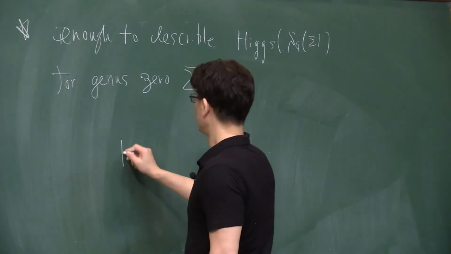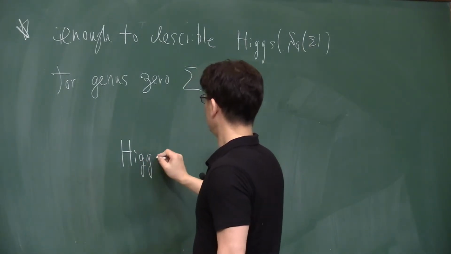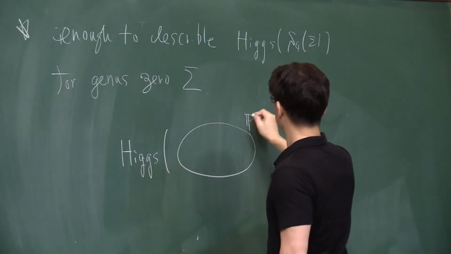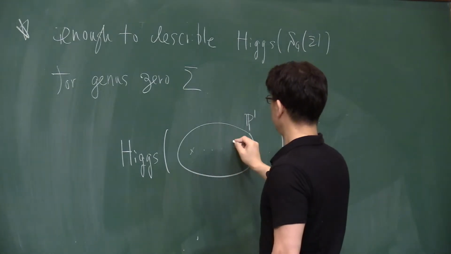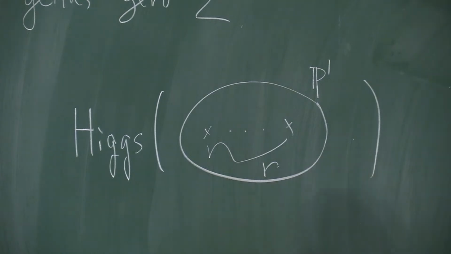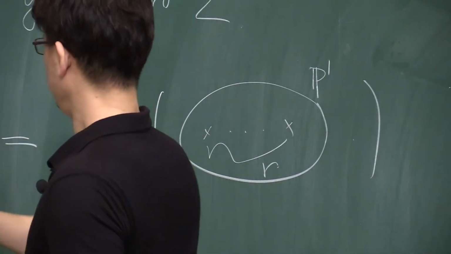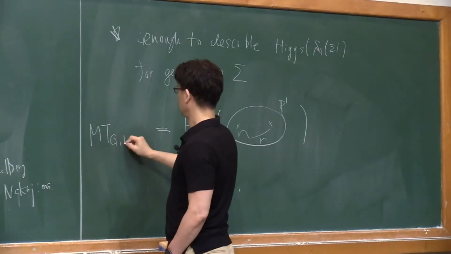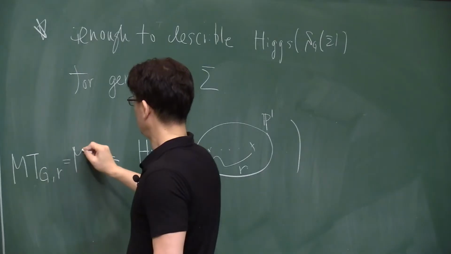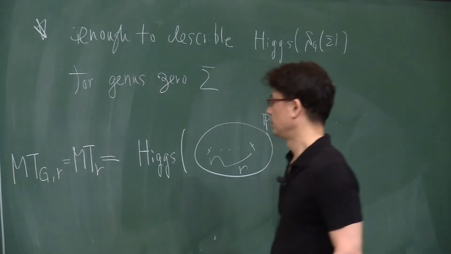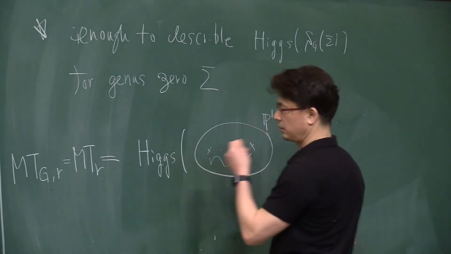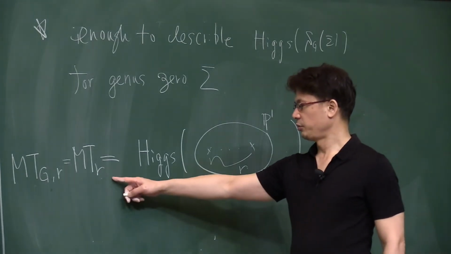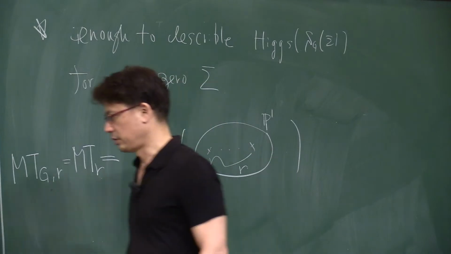So I want to describe a Higgs branch for the P1 with some punctures, let's say R punctures. And so let me denote this MT, Moore-Tachikawa, MT_R or M, I just don't write G if obvious. So let me describe this MT_R, which I call the Moore-Tachikawa variety.